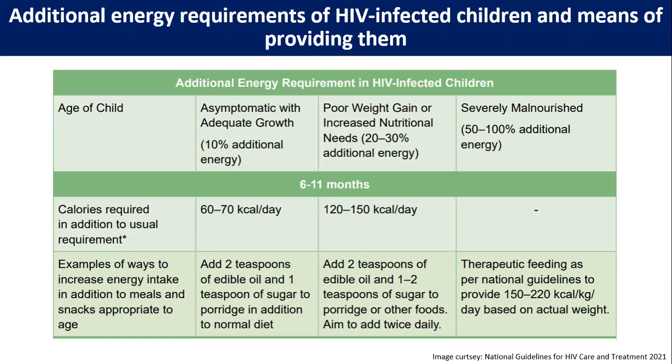And if there is poor weight gain and increased nutrition requirement, it will come to around 20 to 30% additional energy. That will come roughly to around 120 to 150 kilocalories per day. So again, you can add 2 teaspoons of edible oil or 1 to 2 teaspoons of sugar to the porridge, and you can make it energy dense accordingly. Next.